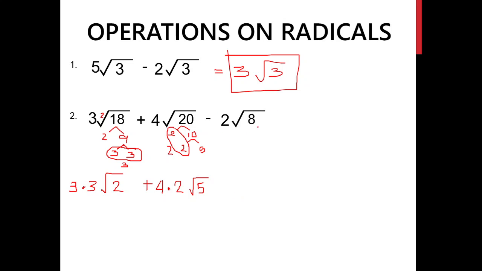Then, next, let's proceed to our third term. Let's bring down the negative sign here. Bring down the numerical coefficient 2, and then let's try to simplify the square root of 8. 8, again, is an even number, so let's divide it by 2. 8 divided by 2 is 4. 4 divided by 2 is 2.